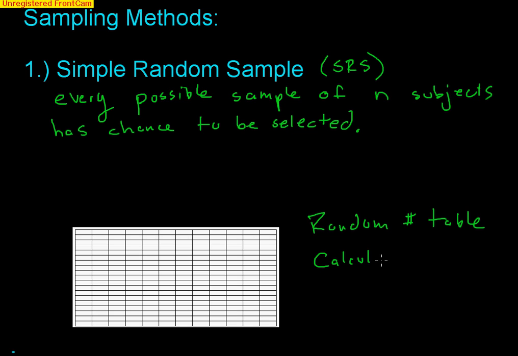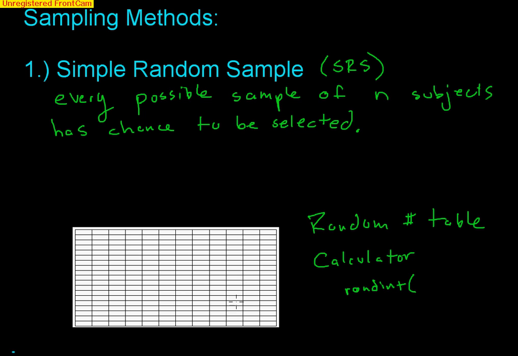I would prefer that you stick with a random number table, but a calculator method can be used when we use the random integer feature on our calculator, and we allow the calculator to randomly pick numbers for us. Again, you have to make sure you ignore repeats and numbers that aren't there. So if this is 1 through 150, for example, and 160 comes up, I'm obviously not going to choose 160.